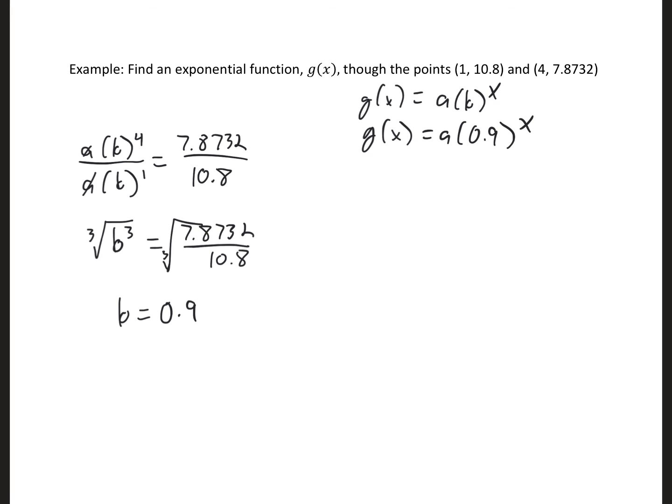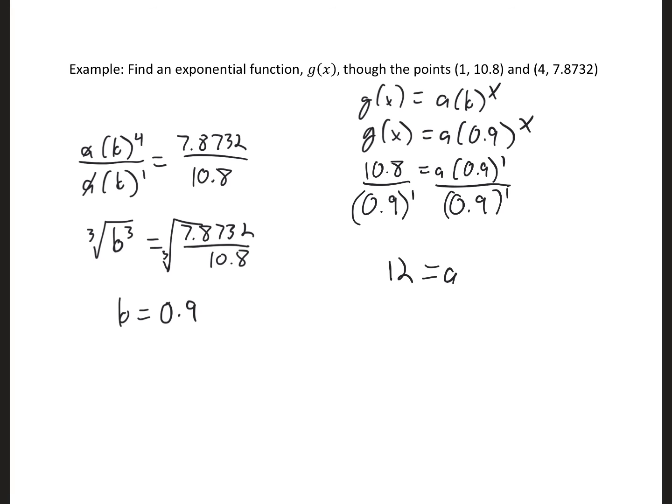Now we can work backwards similarly to how we did with the linear function. So let's plug in the output of 10.8 with an input value of 1. So I'm just dividing both sides by 0.9 to the first power. And the result will be that a equals 12. So now we have all the parts that we need to put together our exponential function. It'll be g of x equals 12 times 0.9 to the power of x.